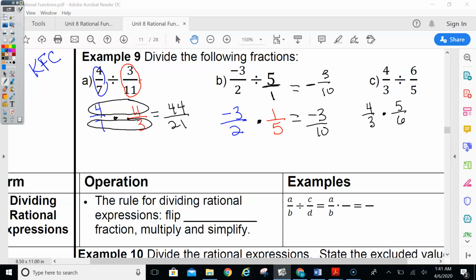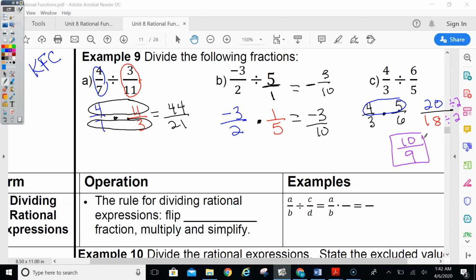Okay, so when we multiply numerators, we get 20 over 18. And you ask yourself, what can I divide both of these by? Well, it looks like I can divide both of them by 2. Is that the biggest? I believe so. So 20 divided by 2 is 10. 18 divided by 2 is 9. So this one would just be 10/9. So again, pretty much the same things as before, but the only difference here is you flip first.